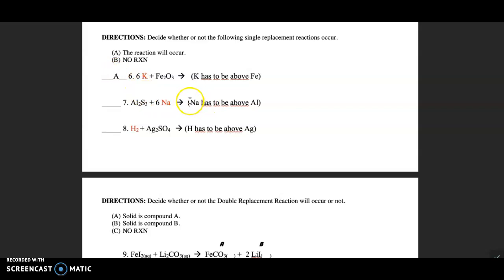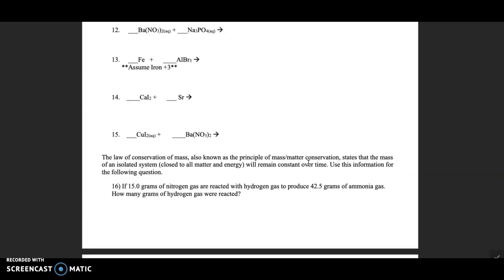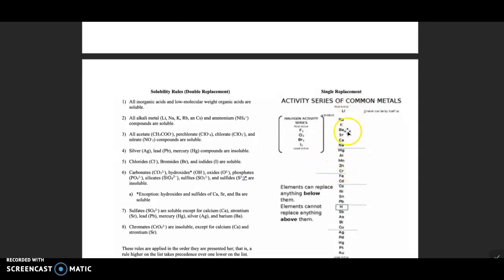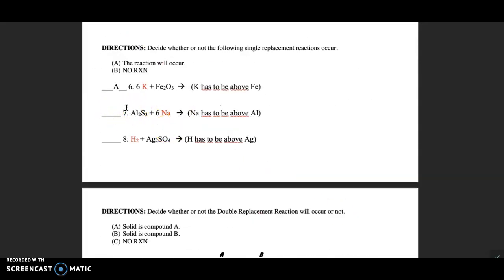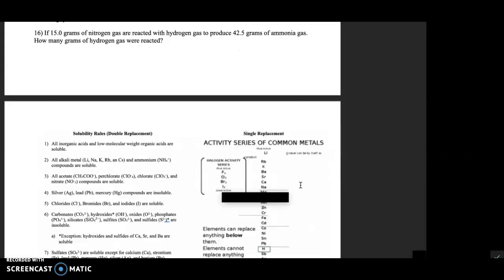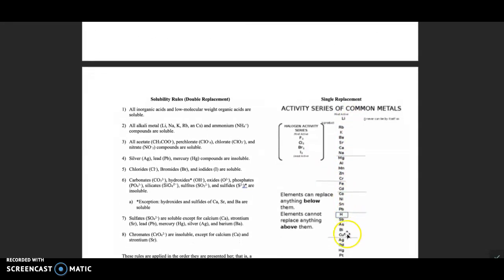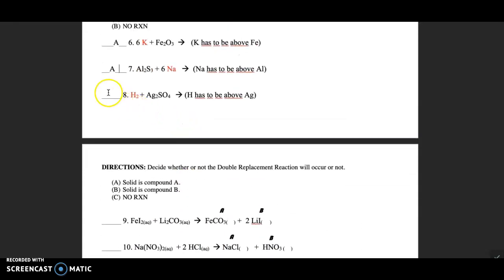And Na has to be above Al. Yep, Na has to be above Al, so I'm going down. There's Na, it's above Al, so yes, that will occur. It'd be letter A as well. Next one, H has to be above Ag. I'm just going down until I see H, which is right there, and whereas it's above Ag, so the reaction is, yep, that one will occur too. All three of these will occur.